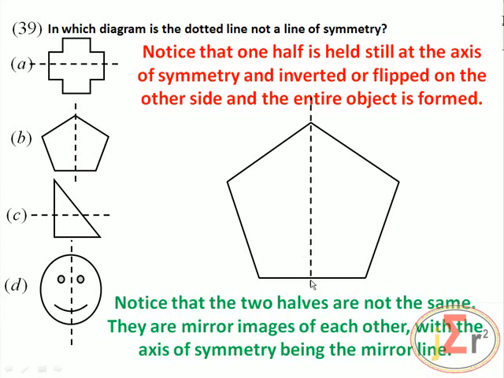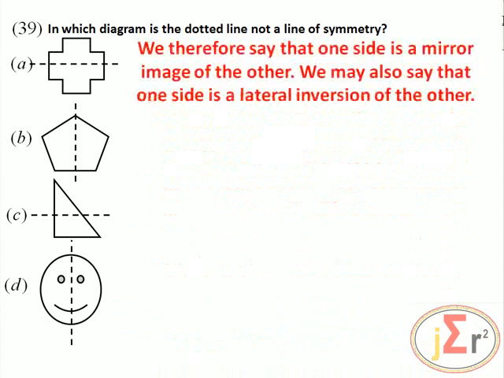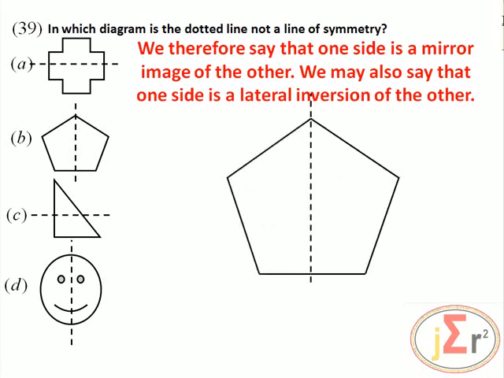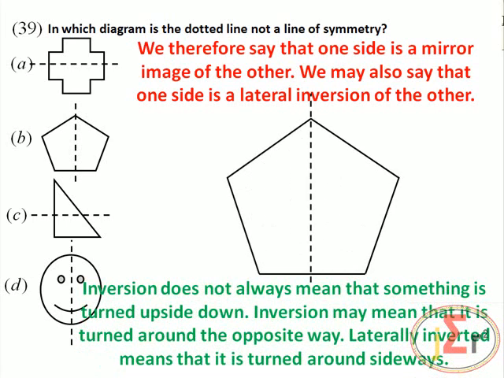So the axis of symmetry, if it exists, has to be a mirror line in which, if we reflect one half of the object, then the other half will be obtained. We therefore say that one side is a mirror image of the other. We may also say that one side is a lateral inversion of the other. So one side is a mirror image of the other, or we may say that one side is a lateral inversion of the other.